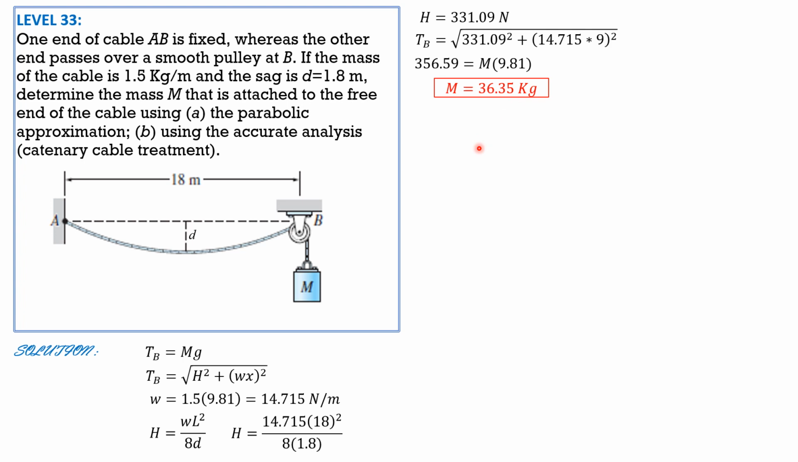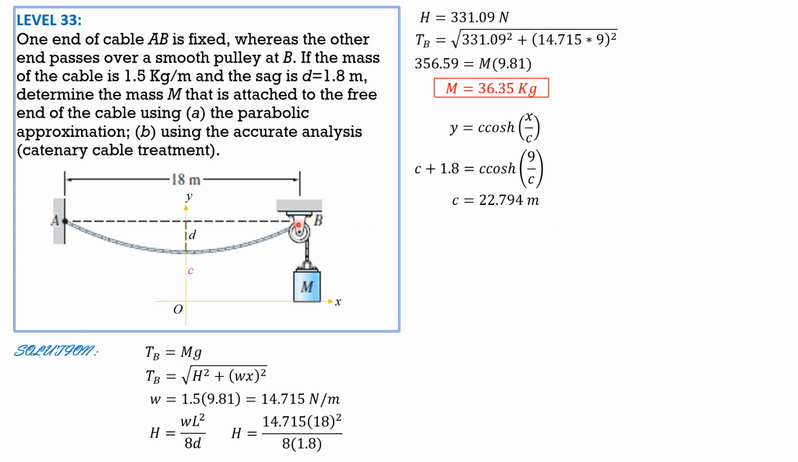So for the accurate analysis, treating this as a catenary cable, let's superimpose the X and Y axes. So this is C, and this is D. Let's solve for C, where y equals C cosine hyperbolic of X over C, and Y is C plus D, and D is given as 1.8. So C plus 1.8 equals C cosine hyperbolic of 9 over C. From there, using the calculator, C can now be computed: 22.794 meters.